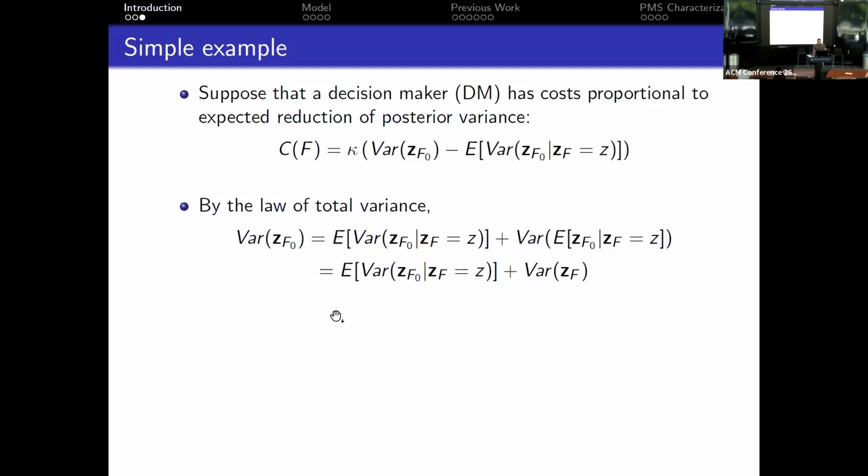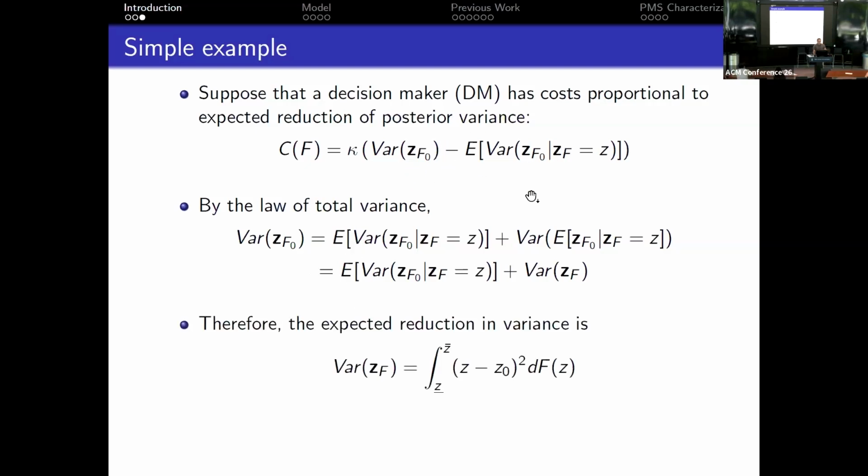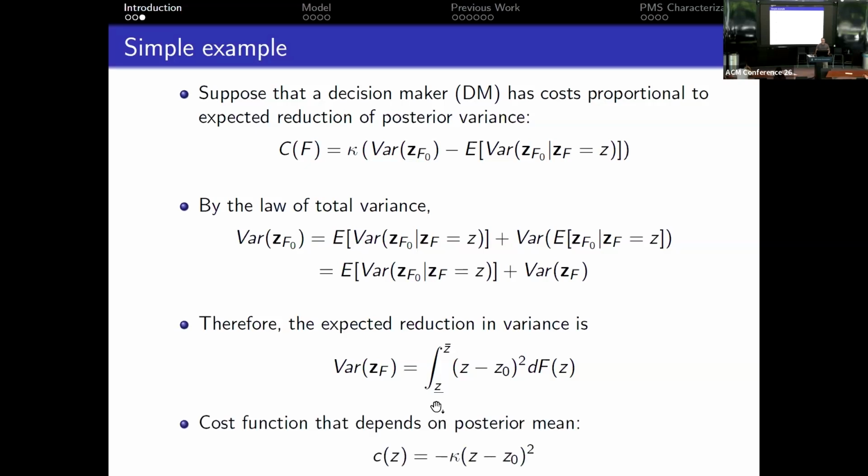So we know that the difference in these two terms is going to be exactly variance of ZF, which is conveniently given in integral form by the integral from our lowest possible state to the highest possible state of Z minus Z naught squared. And so we can represent our little c function by negative kappa times Z minus Z naught squared. So as a result, reduction of posterior variance is an example of a cost function that is in our class.